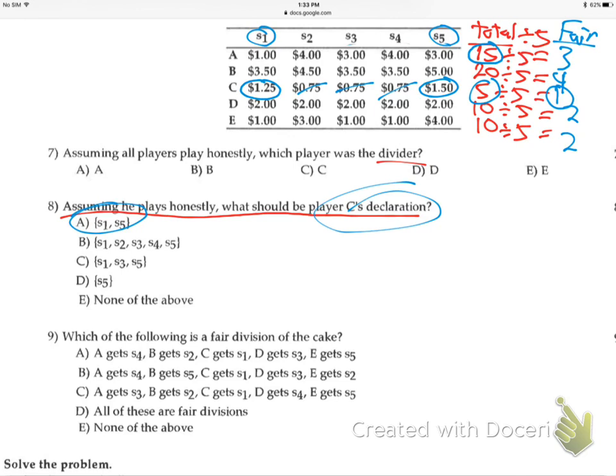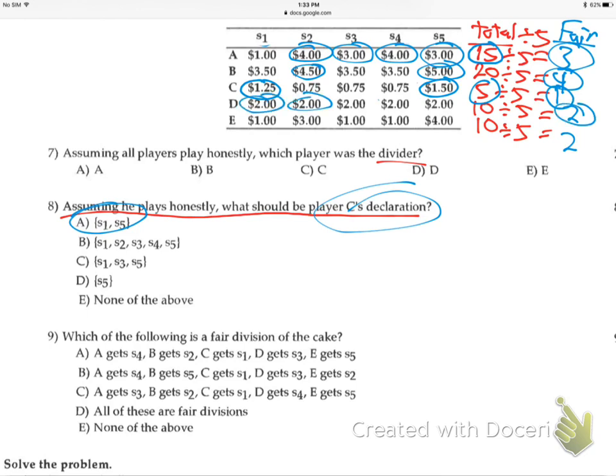So for that, we have to circle all the fair shares throughout the problem. So let me do that. I'm going to start circling fair shares. So for player A, anything $3 or more. That'd be this one, this one, this one, and that one. For player B, anything $4 or more. This one, this one. For player D, anything $2 or more.